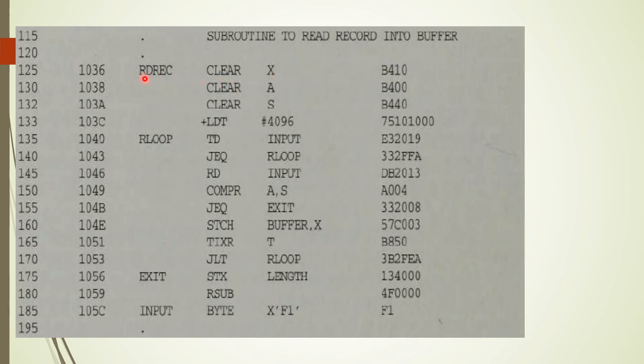So here this instruction belongs to format 3 because the operand is a register. Only one register is mentioned, another register is not mentioned. So here the length of this instruction is 2. That's why 1036 plus 2 becomes 1038. Again here also of length 2, again the operand is a register, then 1038 plus 2 becomes 103A.